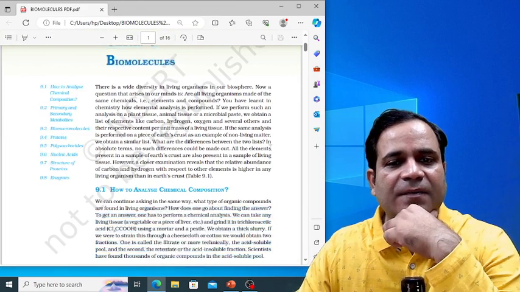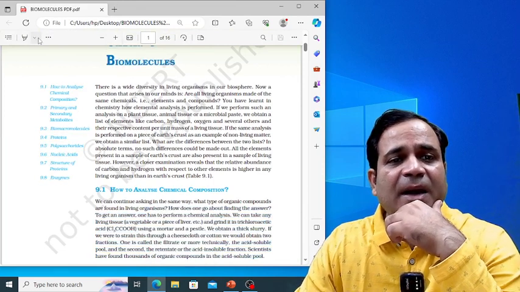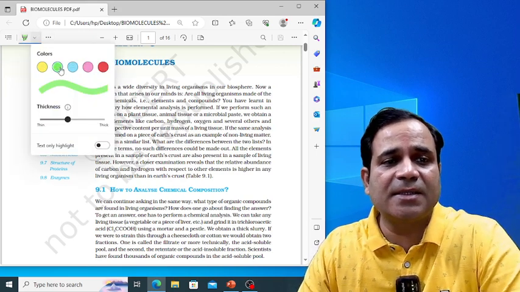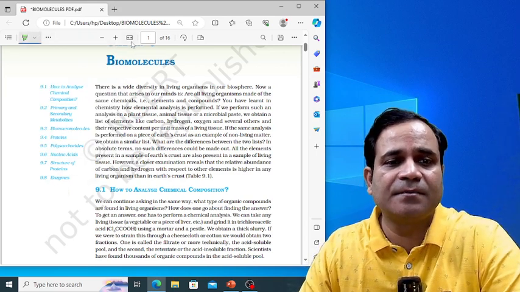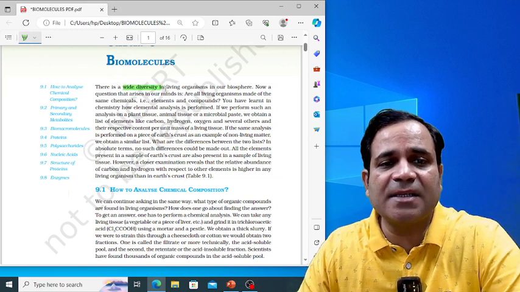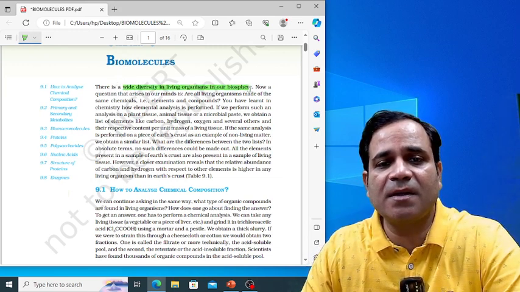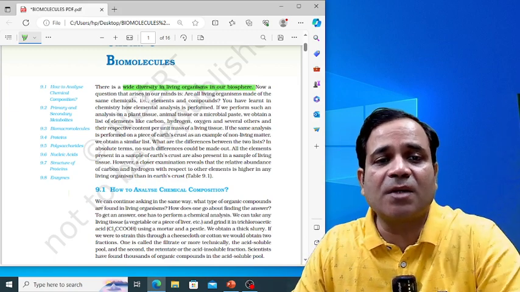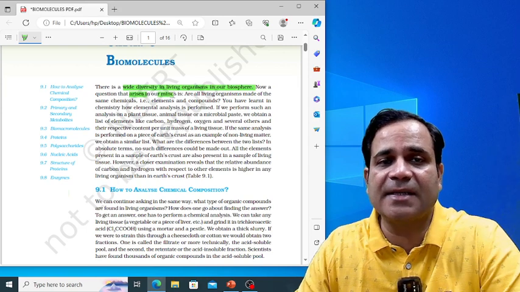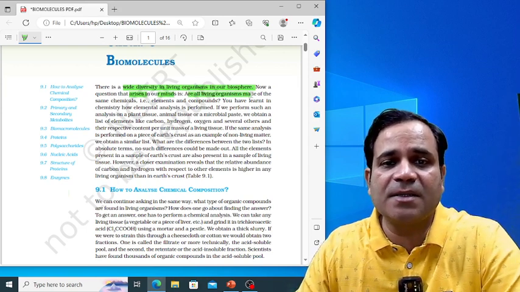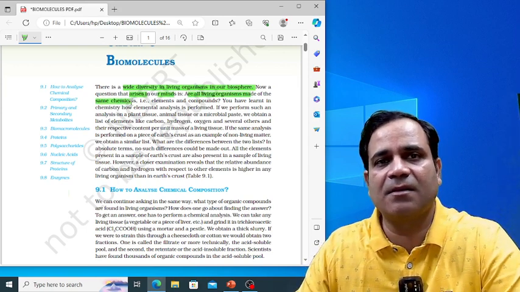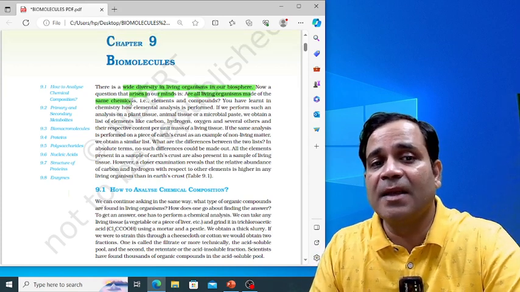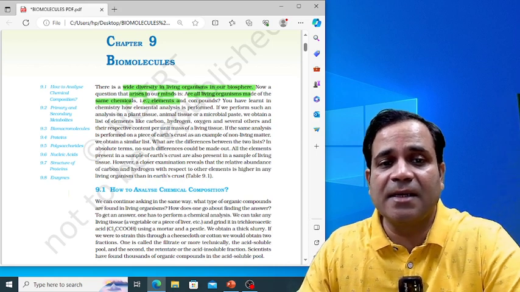Clear? Check first. Here in this biomolecules chapter, we know that there is a wide diversity in living organisms in our biosphere. There is a variety of life on earth. So now the question arises in our minds: are all living organisms made up of the same chemicals? No, definitely not. They are made up of different chemicals, that is, elements and compounds.